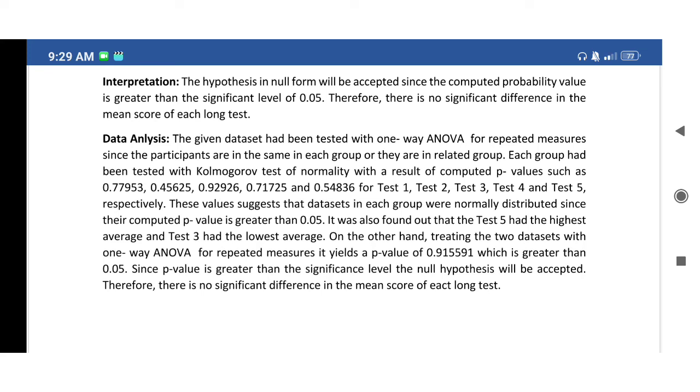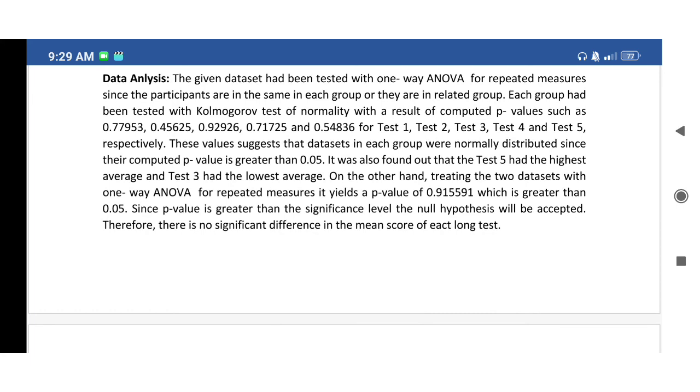It was also found out that test 5 had the highest average and test 3 had the lowest average. On the other hand, treating the 5 datasets with one-way ANOVA for repeated measures yields a p-value of 0.915591, which is greater than 0.05. Since the p-value is greater than the significance level, the null hypothesis will be accepted. Therefore, there is no significant difference in the mean score of each long test.